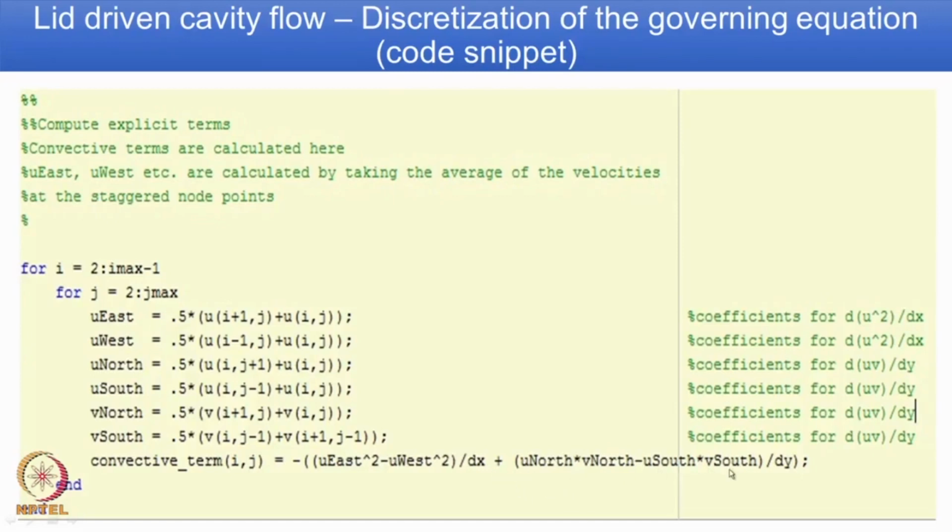dx and dy are already defined, hence they are directly used. Now, we have dx and dy for simplicity's sake uniform and equal. If it is not uniform, then we have to take corresponding weightage, and dx and dy will also be a function of array.